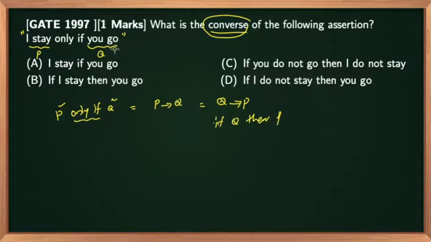Now if you see the choices here, all the choices have the term if. You can easily find the if in all of them. So your antecedent should be immediately after the if, which is Q. So here our antecedent or premise should be "you go". If you see, I have here "if you go, then I stay". So the statement says I stay if you go. If you consider this as P and this as Q, this should be represented as Q implies P. So the answer should be A.